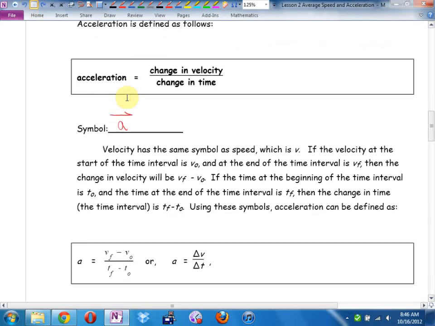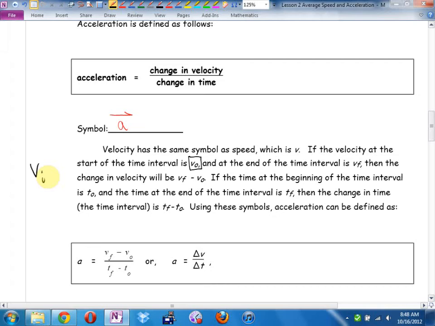So velocity has the same symbol as speed, which is v, except velocity would have a vector symbol. That's a velocity, that's a speed. We're going to use some symbols. If we have a change in velocity, we're going to talk about the velocity at the start of the time interval, and we're going to call it either v0 for velocity at time 0, or we'll sometimes call it vi for v initial. I prefer vi, but I know a lot of textbooks use v0.